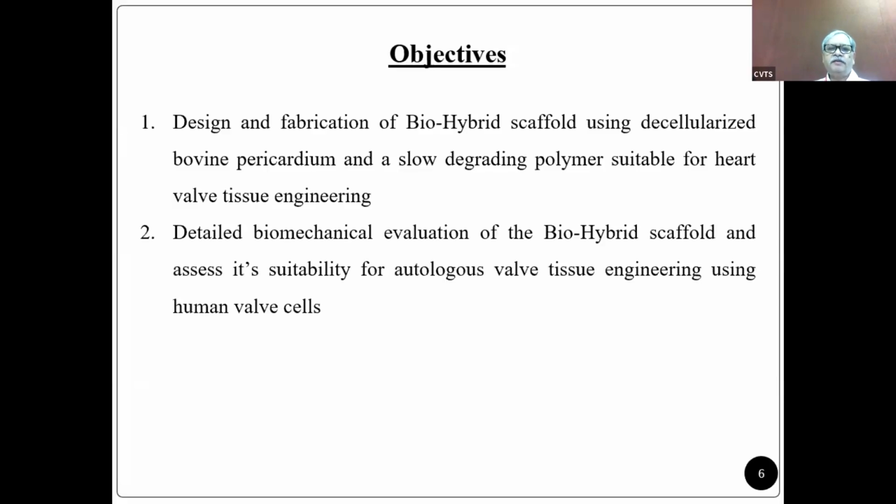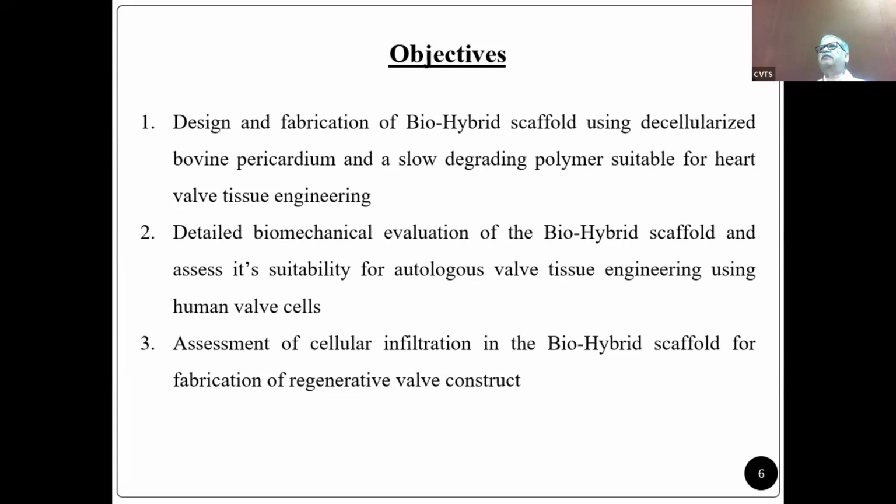So our three objectives are there. One, design and fabrication of the bihybrid scaffold using decellularized bovine pericardium and a slow-degradation polymer suitable for heart valve tissue engineering. Whatever we are putting on top of the bovine pericardium has to degrade slowly so it can maintain the native properties. Then, detailed biochemical evaluation, I'll talk about that more, and assessment of the silver infiltration into the tissues.